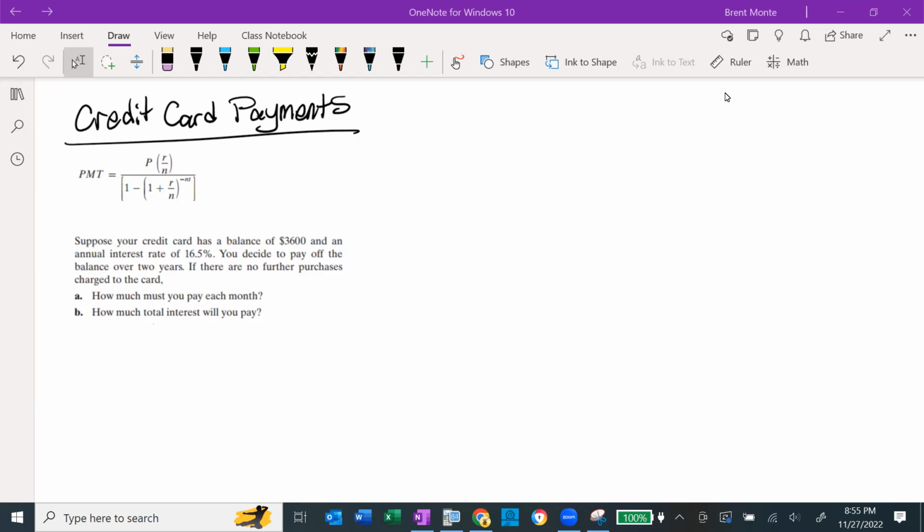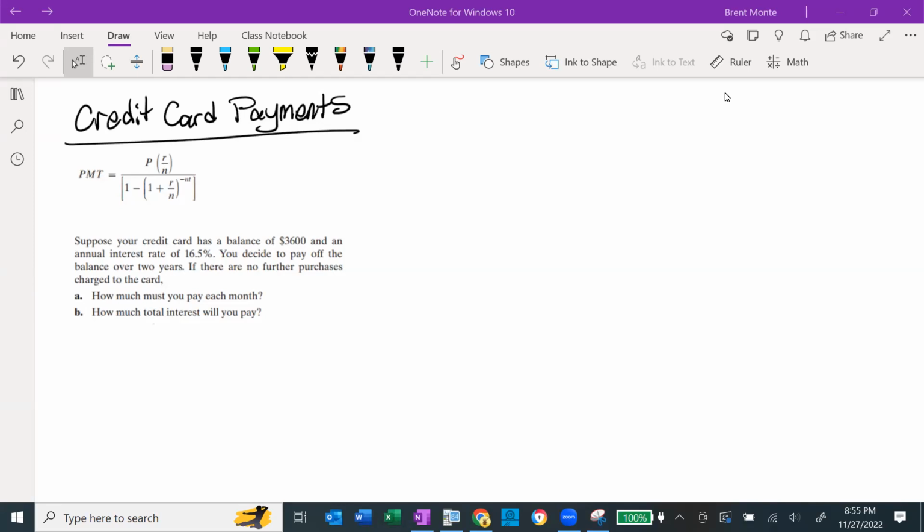So you see the formula there for the payment. It's the same payment we've seen when we're paying off mortgages, when we're paying for a car loan. Same idea, same formula. This says, suppose your credit card has a balance of $3,600 and an annual interest rate of 16.5%. You decide to pay off the balance over 2 years. If there are no further purchases charged to the card, A says, how much must you pay each month?